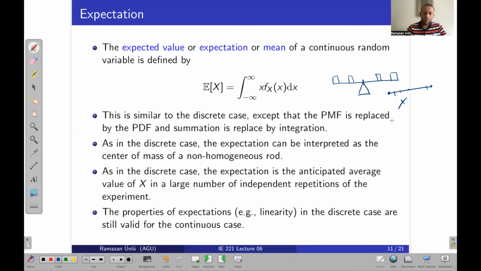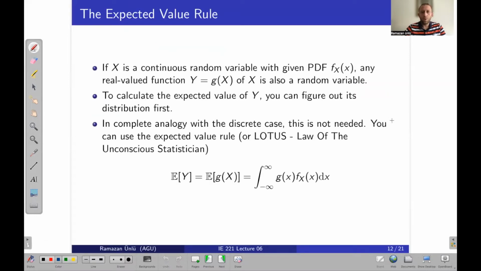Also, the properties of the expectation in the discrete case are still valid for the continuous case, for example, the linearity. If you remember that, the expected value can also be used with a function. If x is a continuous random variable with the given PDF f of x, any real-valued function y, which is equal to g of x, is also a random variable.